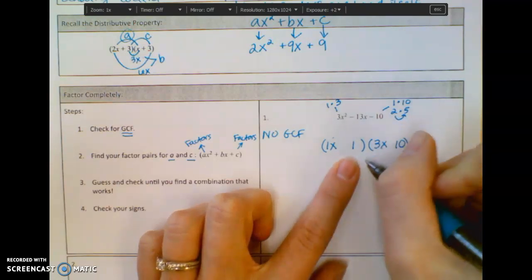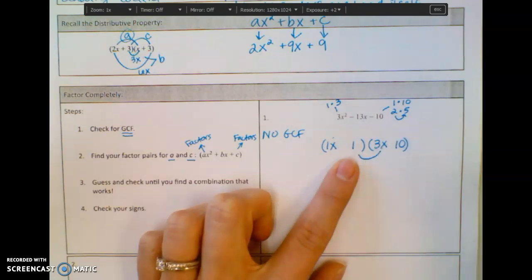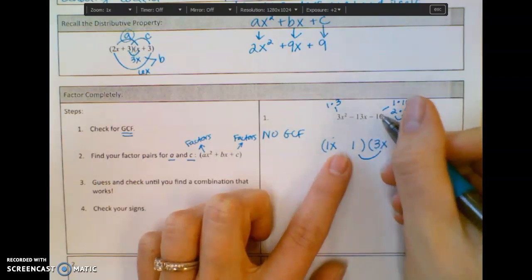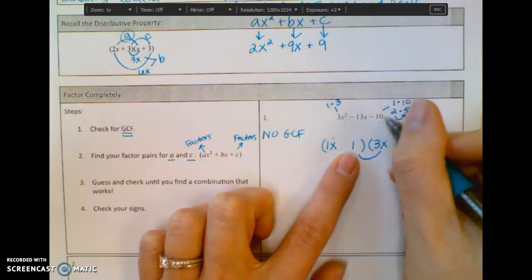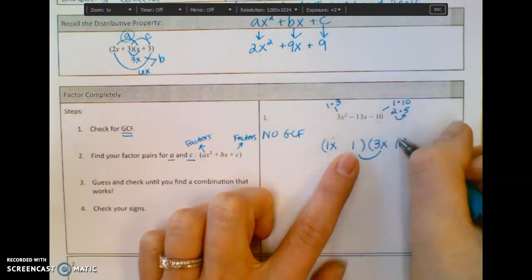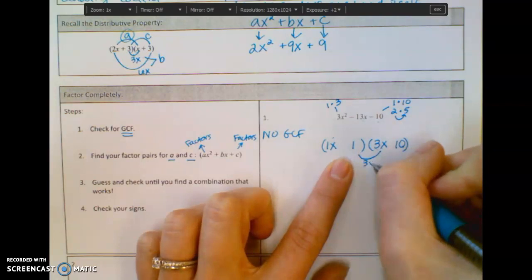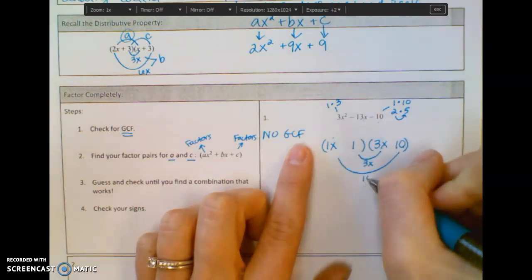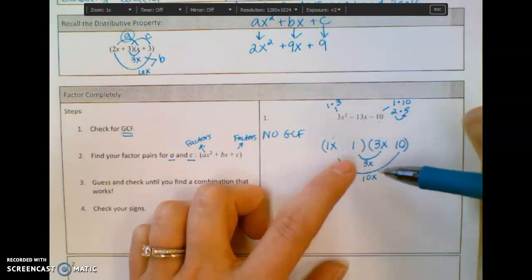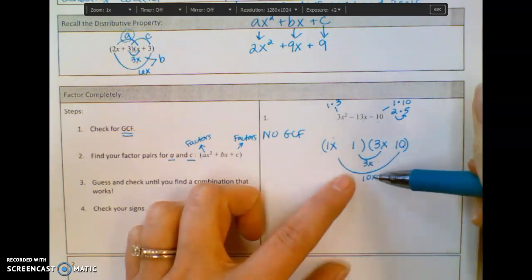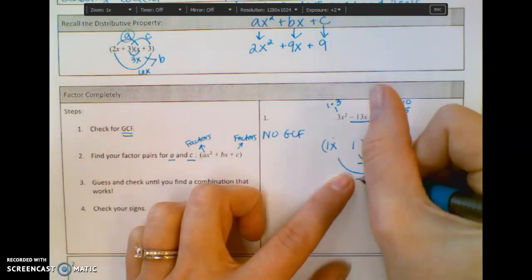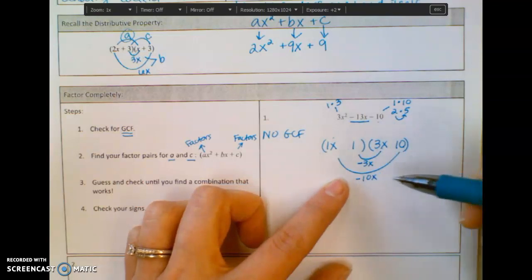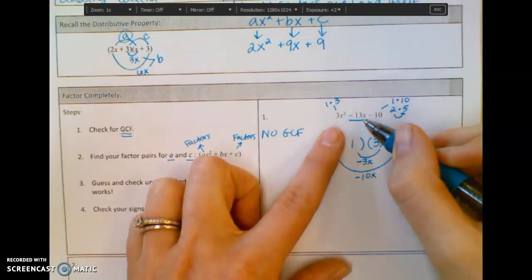In order to check, we check our inner product and our outer product. So I plugged in factors of 10, 1 and 10, because we know we have to have these numbers multiply to get C, which is 10. So the inner product is 3x, outer product is 10x. Now we ask ourselves, can I make 3x and 10x equal that middle term, negative 13x? Yes, I can. If 3 is negative and 10 is negative, negative 3x minus 10x gives us negative 13x.